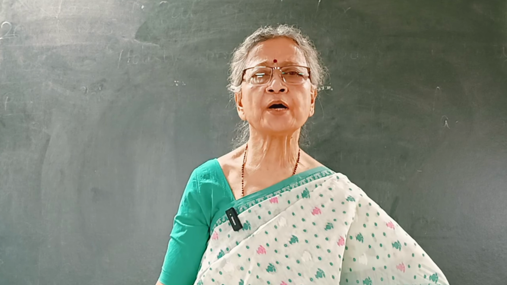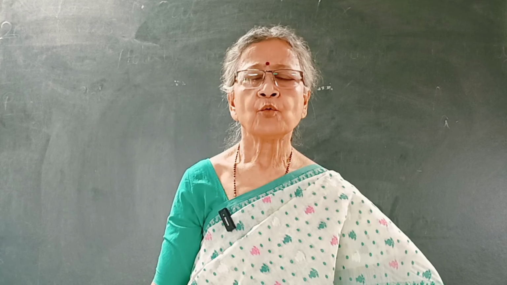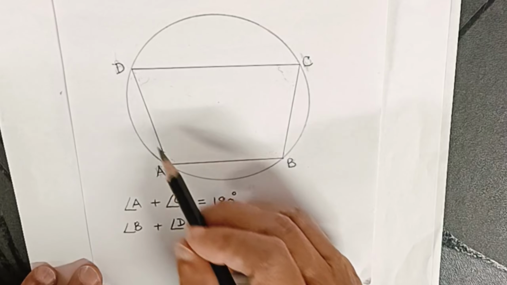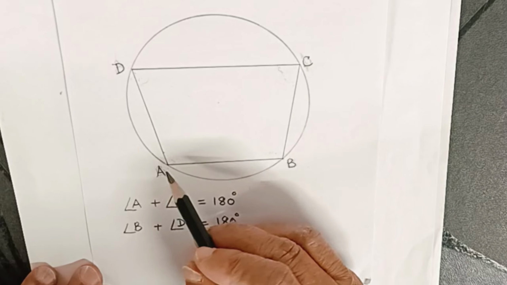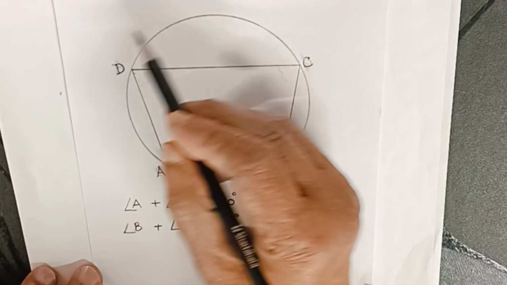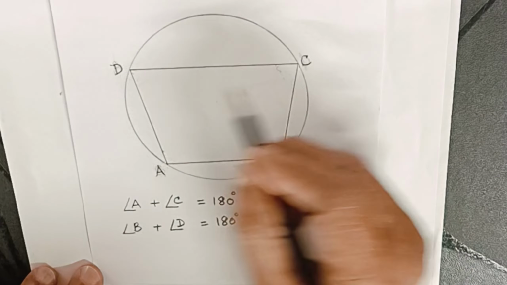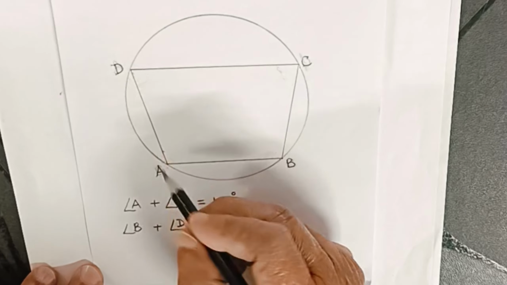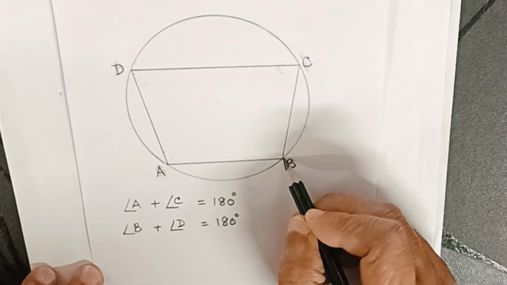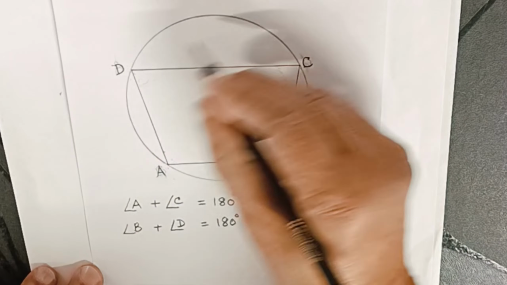Here is the first part of cyclic quadrilateral and its properties. What is a cyclic quadrilateral? A cyclic quadrilateral is a four-sided figure whose vertices are lying on a circle. Thus, A, B, C, D, it's a quadrilateral. Its four vertices, that is A, B, C and D, are lying on the circumference.